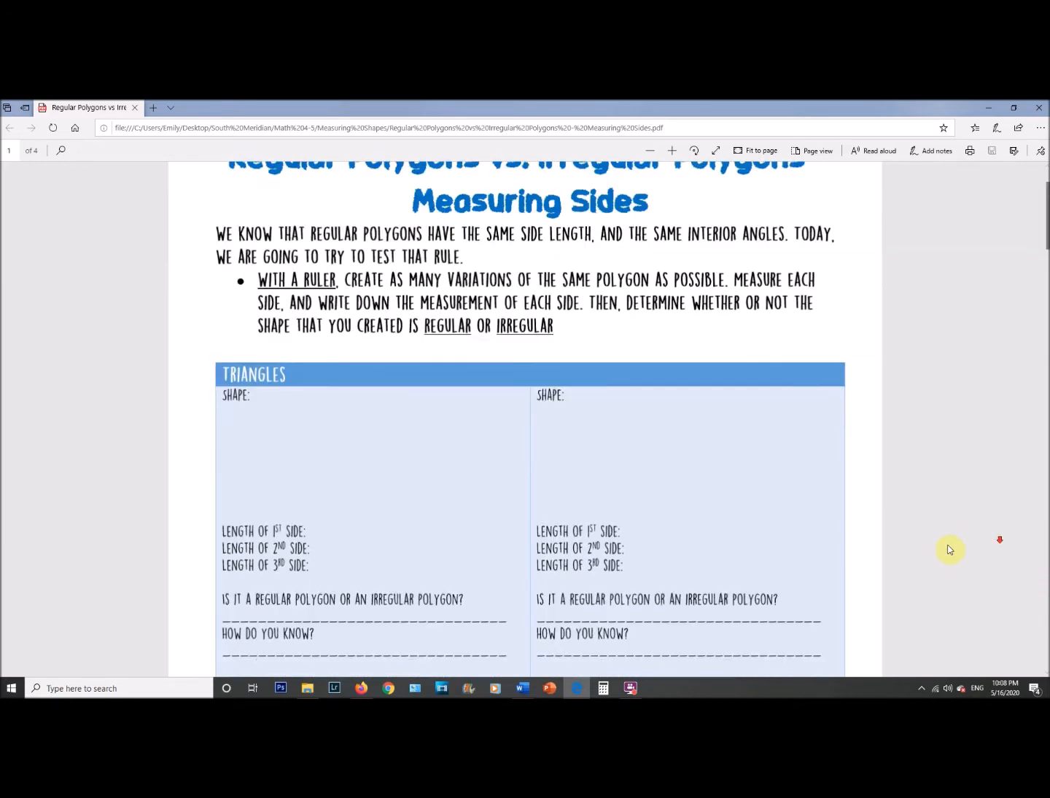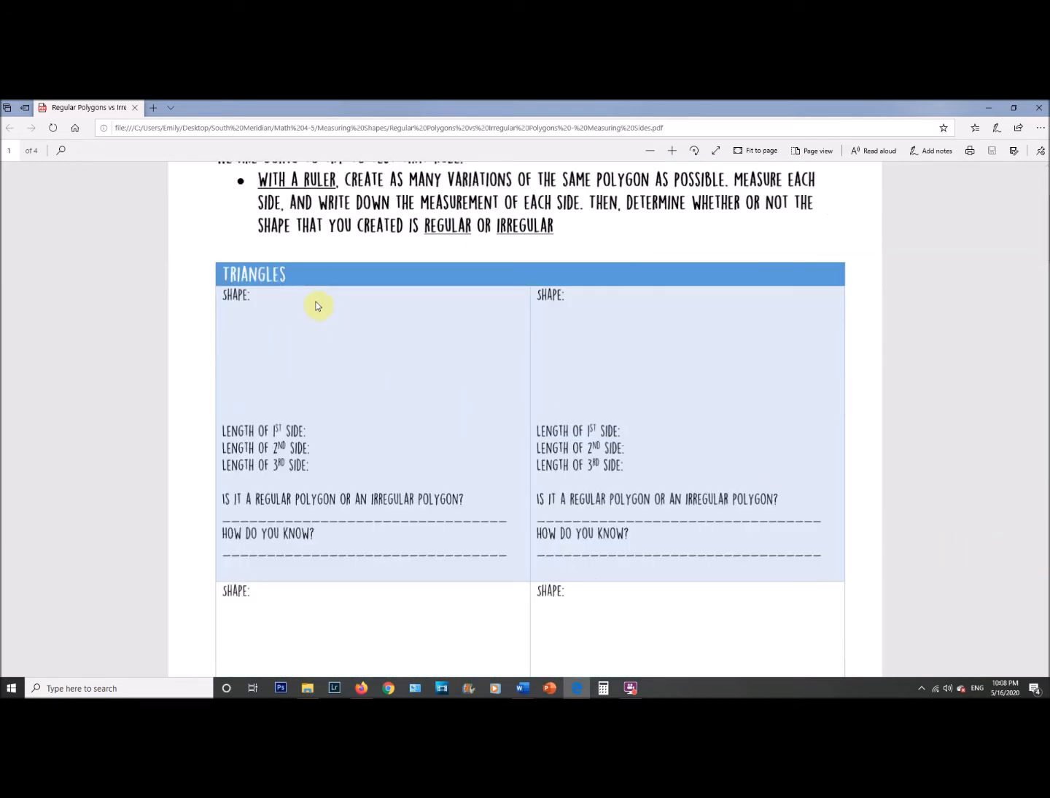So here's what I'd like you to do: where it says shape, I'd like you to draw in a triangle. You're going to actually draw in a triangle right here where it says shape. You are then going to use a ruler, and by the way, you're going to use a ruler to draw the triangle. You are then going to use your ruler to measure the triangle. You're going to write down the length of the first side, the length of the second side, the length of the third side. And then when it says, is it a regular polygon or an irregular polygon?